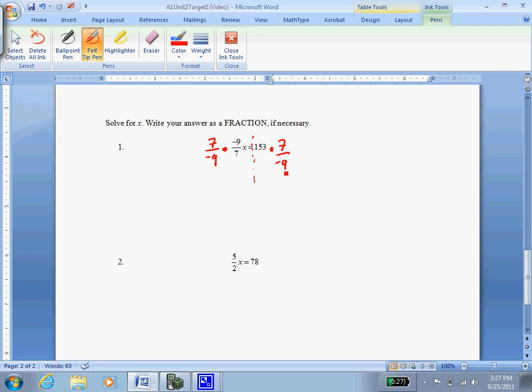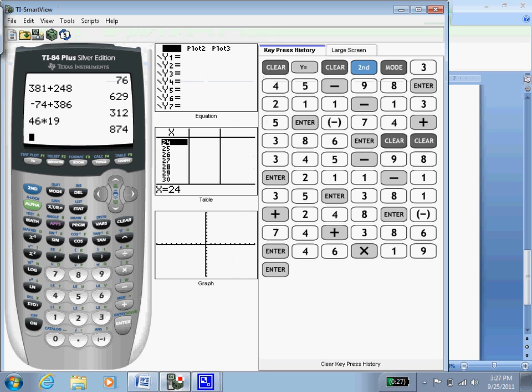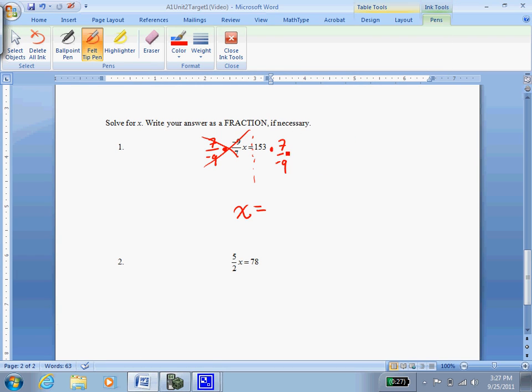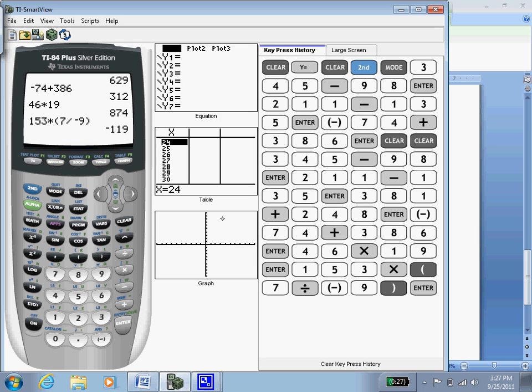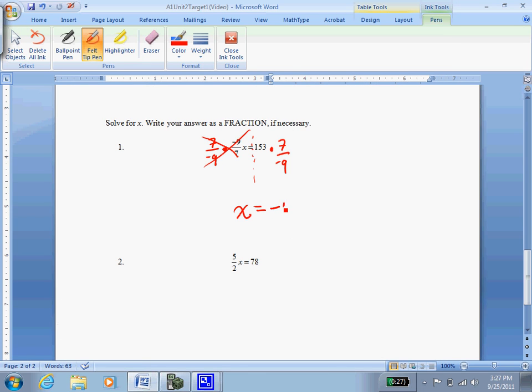And one thing you got to be careful of when you're using your calculator, when you type fractions in, you've got to use the parentheses. Well, these we know, if we just cross reduce, that's just going to be 1. So 1x, that's good. And now for my calculator, I need to type this in. So I'm going to do 153, and then I need to do times. And now for my fraction, it has to be in parentheses. So 7 over negative 9. We put it in parentheses. And we get x equals negative 119.